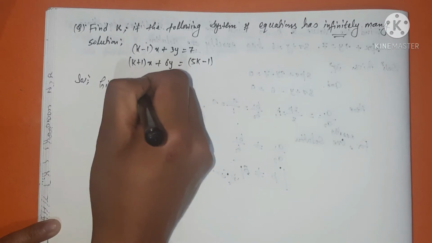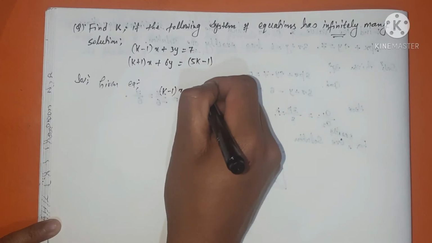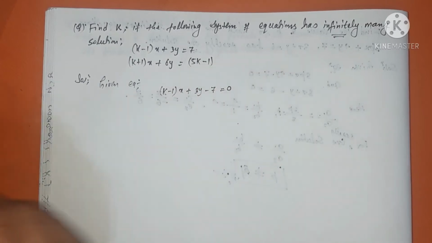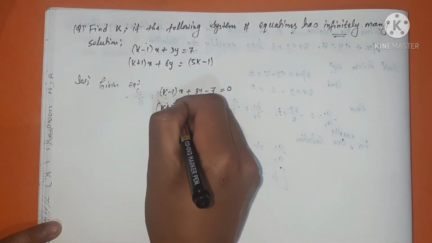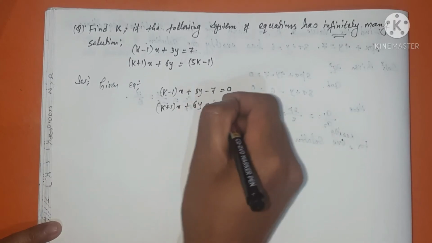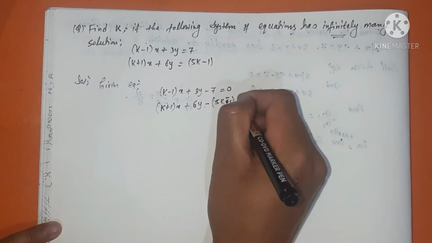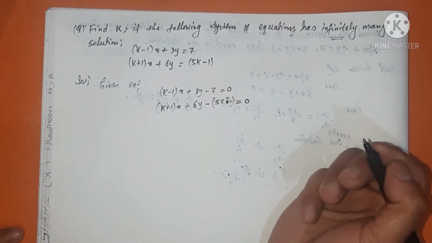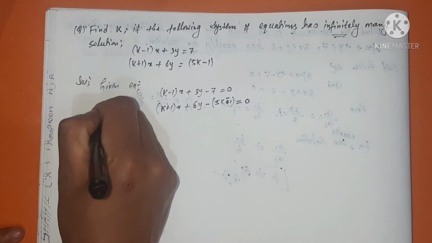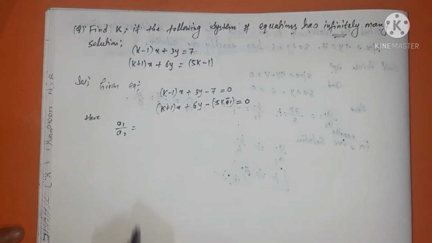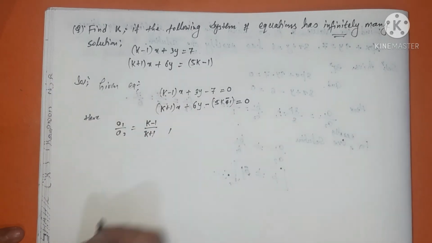Given equations: what is our given equation? (k minus 1)x plus 3y minus 7 is equal to 0, we can say. Similarly, (k plus 1)x plus 6y minus (5k minus 1), since it is in brackets, is equal to 0, right? Now here a1 by a2 is equal to k minus 1 by k plus 1, right?